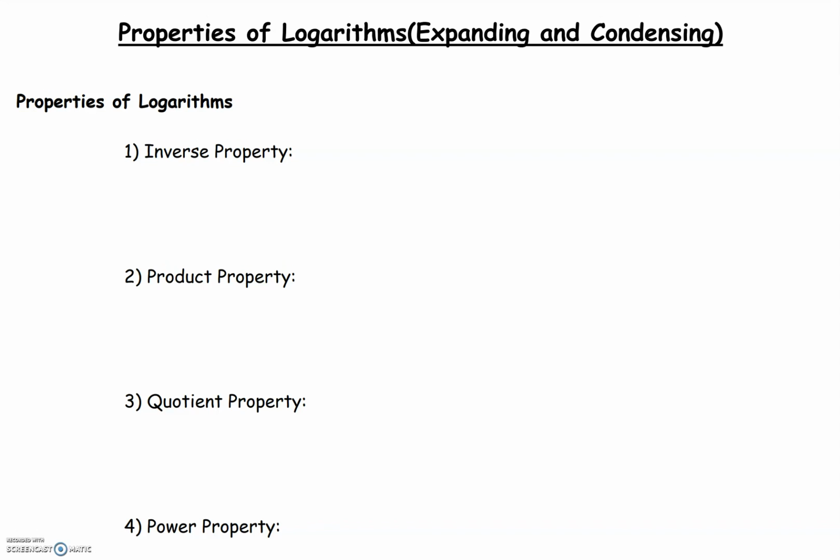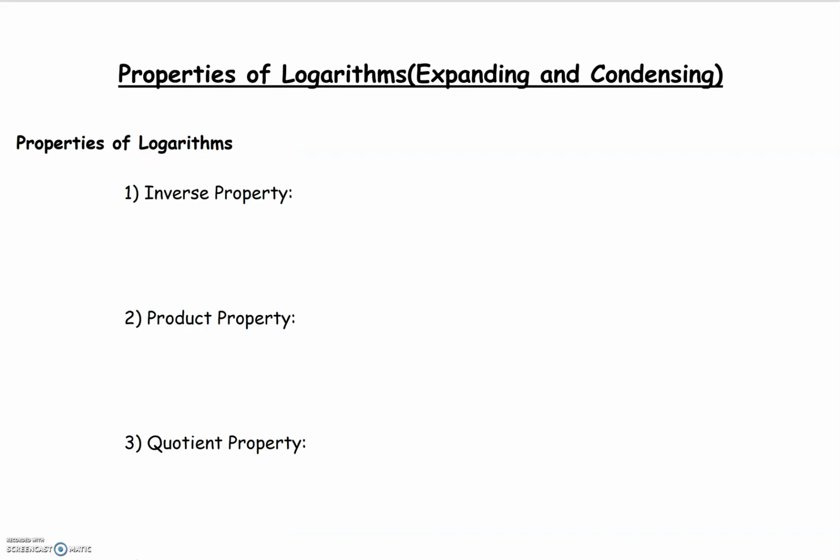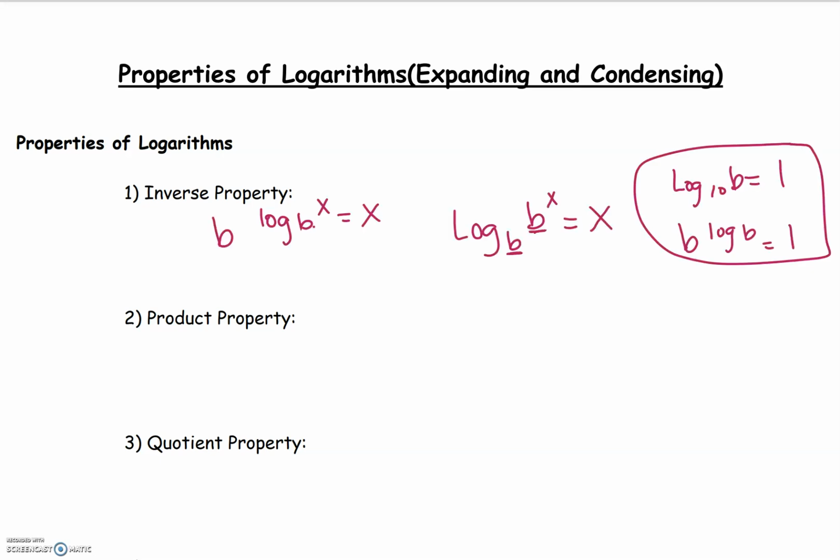So in this lesson, we're going to talk about properties of logarithms, both expanding and condensing. The inverse property is when we have an exponential where the base is b and then we have a log up in the exponent spot, it basically cancels it out. So with the same base, it ends up just giving you whatever this value is for your exponent.